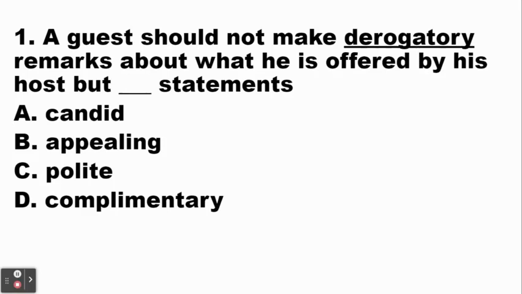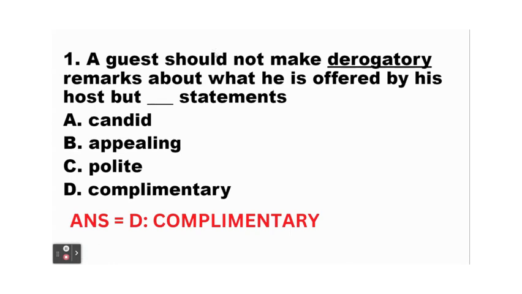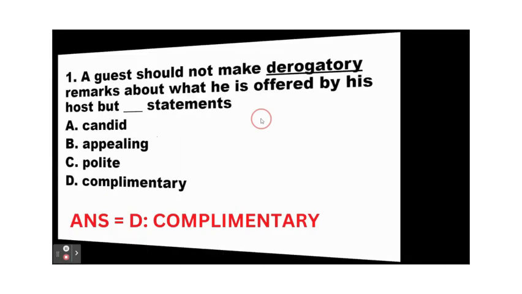First, you need to look at the meaning of derogatory. Derogatory remarks are unpleasant remarks. They are negative remarks. They are the kind of remarks that criticize someone or that portray someone in bad light. And having looked at that, we can see that the correct option is D, complimentary remarks. So a guest should not make derogatory remarks about what is offered by his host, but complimentary statements.